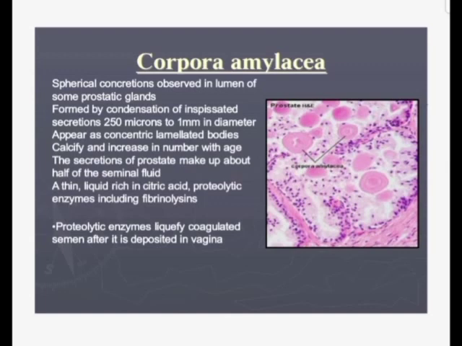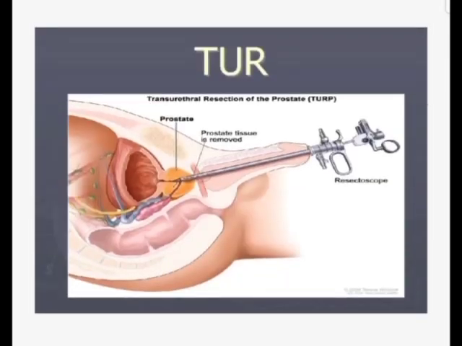A thin liquid rich in citric acid, proteolytic enzymes including fibrolysins is the prostatic secretion, and it makes up half of the seminal fluid. The proteolytic enzymes liquefy the coagulated semen after it is deposited in the vagina. So the prostatic secretion is also very important during intercourse.